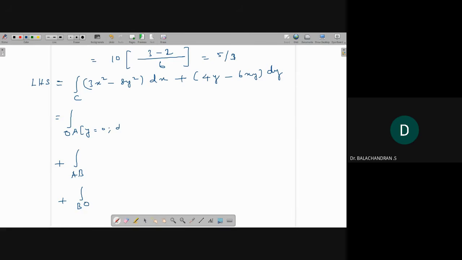and dy equal to 0. Similarly, along AB, x plus y equal to 1. So this implies x is equal to 1 minus y, or you can write y equal to 1 minus x. X equal to 1 minus y means dx is equal to minus dy. So everything you should write here. And then BO. BO is what? BO is x equal to 0, and then dx is 0.